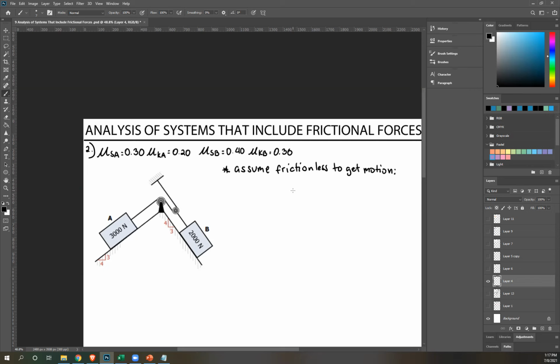Now what you're going to do is get the summation of forces for each block along that path of motion. So again, this is the path of motion here, right? And this is the path of motion here. Okay, so let's start with block A.